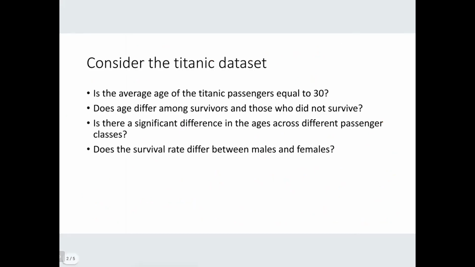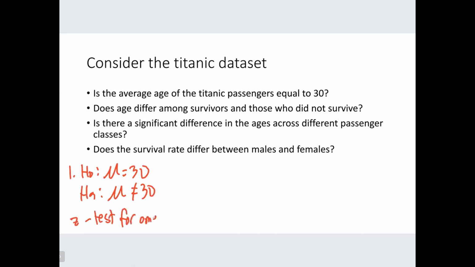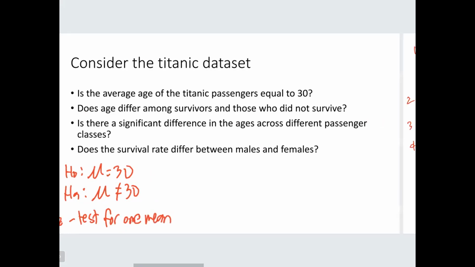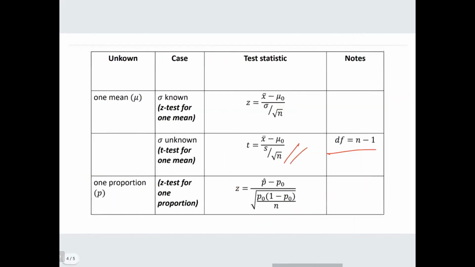So let's just summarize the first one. Number 1, H0: mu is equal to 30 versus HA: mu not equal to 30. All right. And then we conducted a z-test for 1 mean. Let me check later if I've already uploaded these slides, but you have a guide right here. So these are the test statistics.